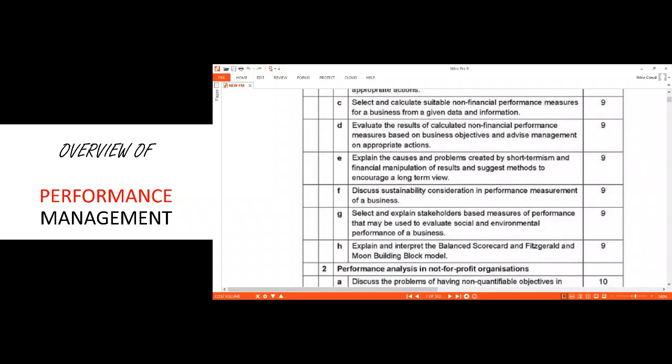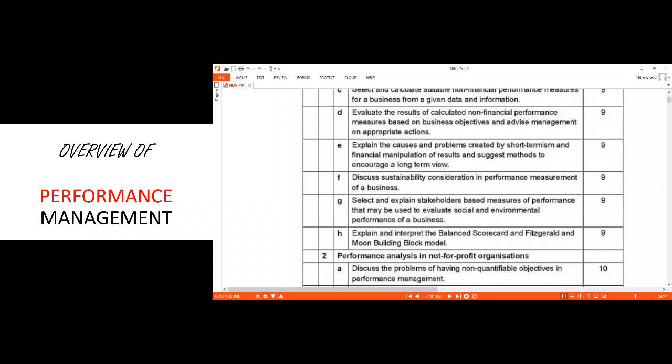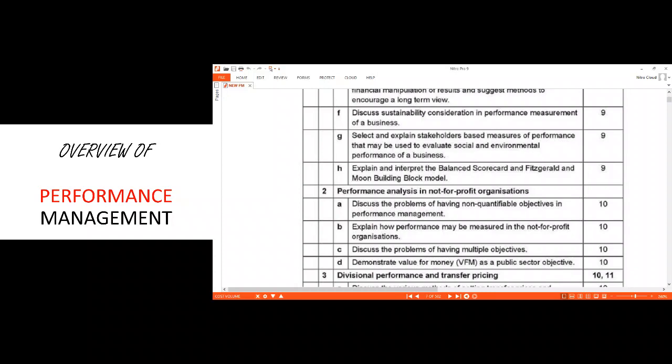Then we are going to discuss sustainability consideration in performance measurement of a business. Then we move on to selection and explanation of shareholder-based measures of performance that may be used to evaluate social and environmental performance in a business. And CSME students will have an advantage in it. Then we are going to discuss the balanced scorecard, Fitzgerald and Moon building block model. All these two have their part in CSME.